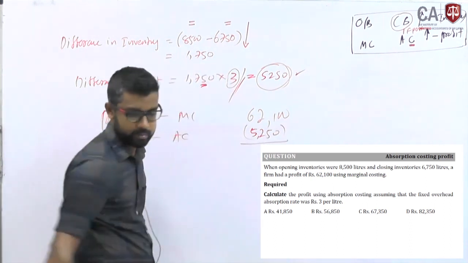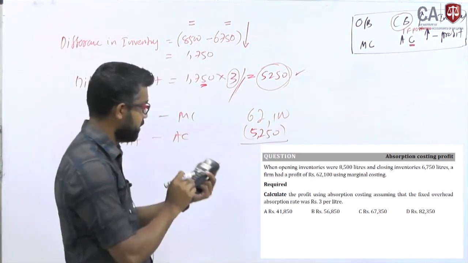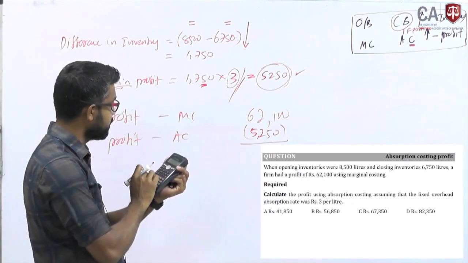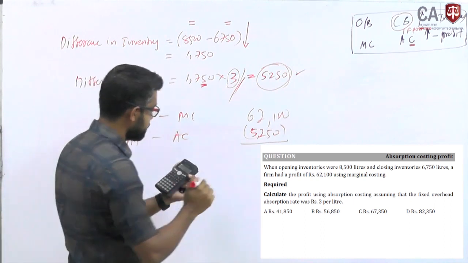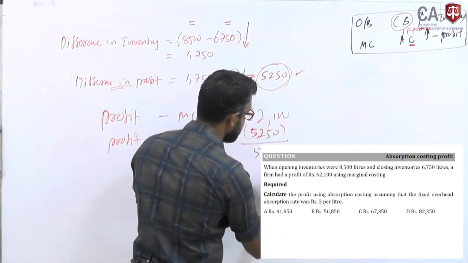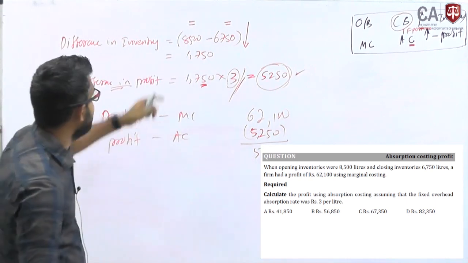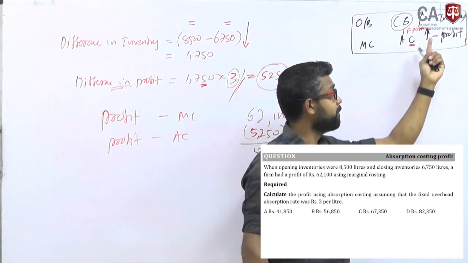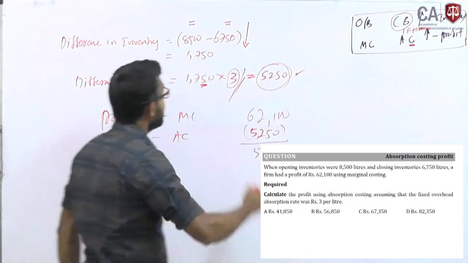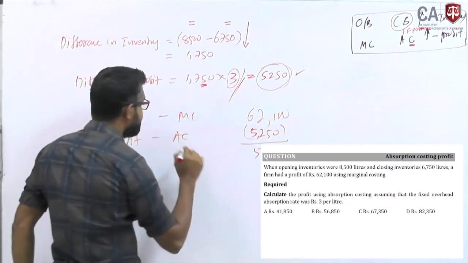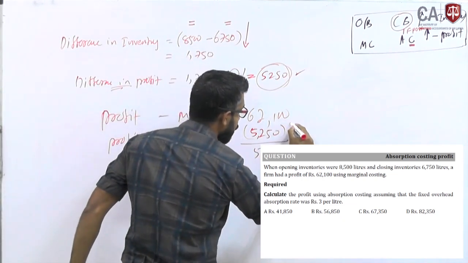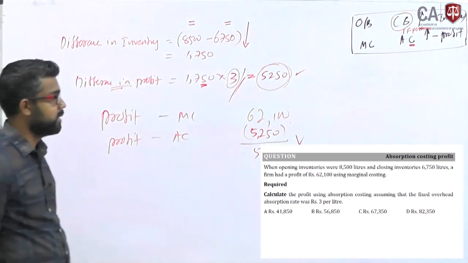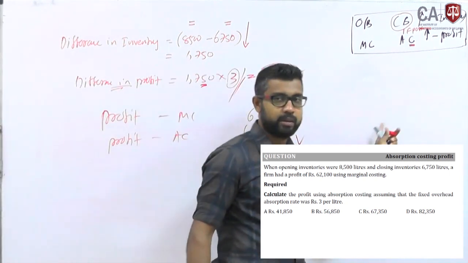Fair. Right? 62,100 minus 5,250. 56,850. This is the profit. Correct, no? If activity level increases, the profit in absorption costing should have increased. Here activity level reduced, therefore absorption costing should report a lower profit compared to marginal costing. Right? The logic I have explained somewhere here. Right?